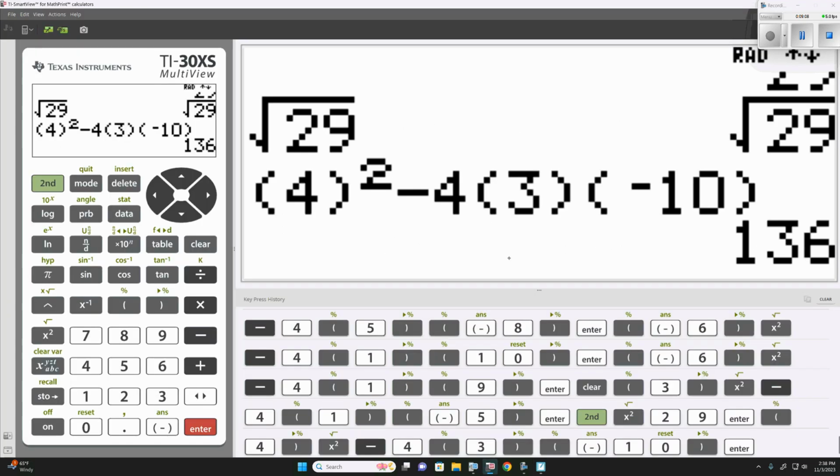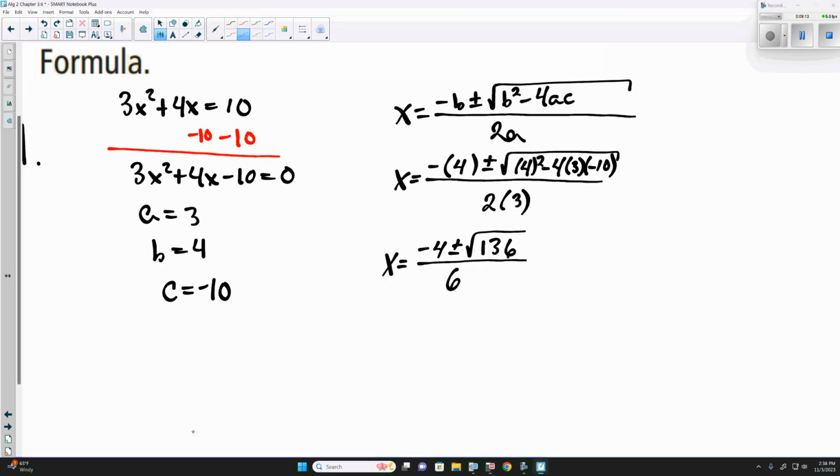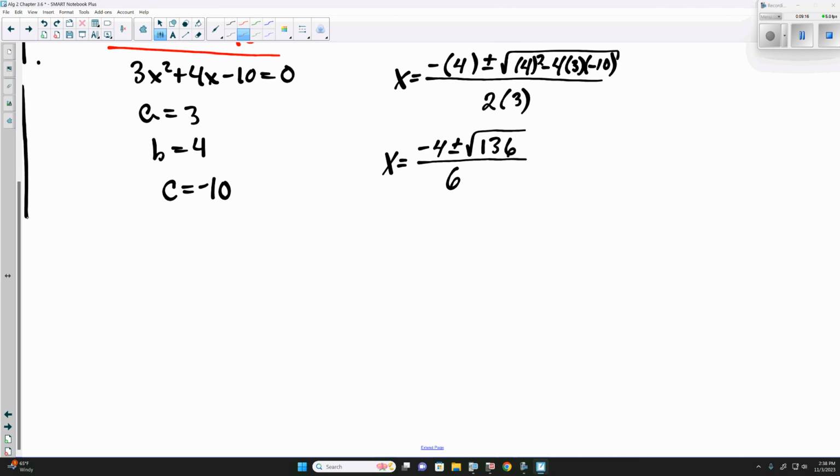Now we can take the square root of it, which is negative 4 plus or minus 2 square root of 34 over 6. I didn't say it on the last one because it didn't have it. This one, do the two numerators and the denominator, do all three of those spots have a common factor? They have a common factor of? So in most cases, we would need to simplify this out.